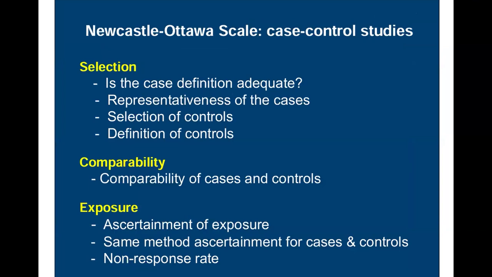So, case control study. Selection: is the case definition adequate? Is it representative of the cases? Recently I went through one meta-analysis of non-union of bone. Defining non-union of bone was very problematic, because many define it at 9 months, many at 3 months. Many use X-ray criteria, many use clinical.